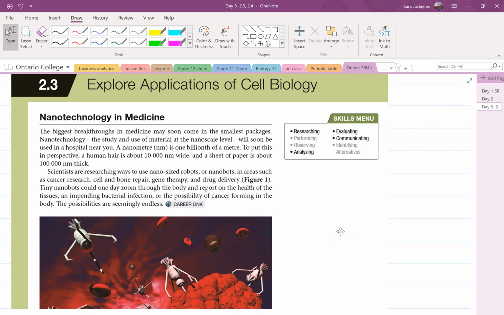So this is explore application of cell biology and nanotechnology in medicine. The biggest breakthroughs in medicine may soon come in the smallest packages. So nanotechnology is the study of material in nanoscale, where a nanometer is 1/1000th of a meter. So human hair is 10,000 nanometers wide, and a sheet of paper is about 100,000 nanometers. You can get an idea of how small a nanometer is.